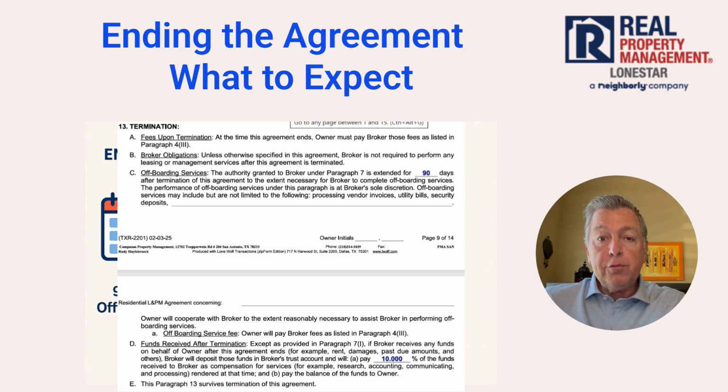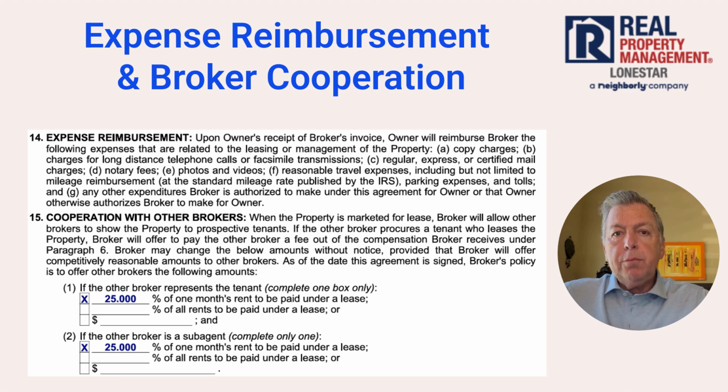The goal of this process is simple: to make sure that even after the agreement ends, nothing is left unresolved and everything is handled cleanly, legally, and transparently. All details and limits are clearly outlined in your signed property management agreement. This section of the agreement outlines how routine operating costs and broker cooperation are handled during management.